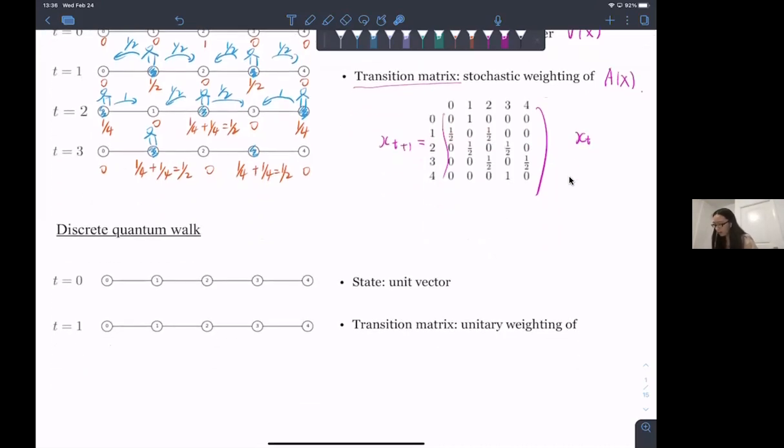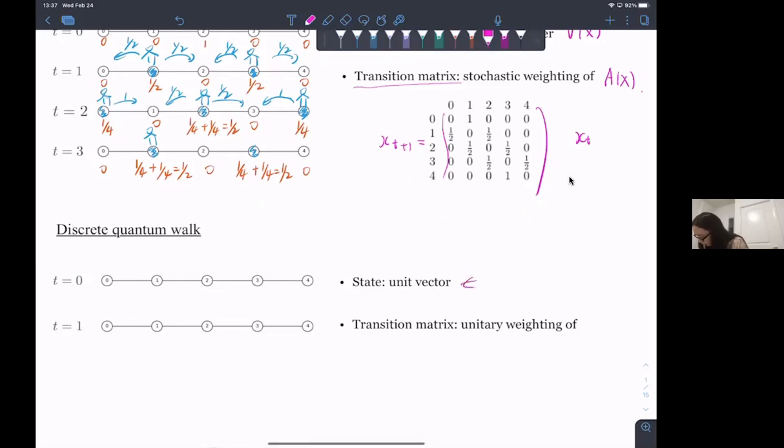Now, how do we describe a quantum walk on such a graph? From the axioms of quantum mechanics, we know two things. First, every state must be a unit vector. And second, the allowed operations in a quantum system must be unitary. A unitary matrix maps a unit vector to another unit vector.